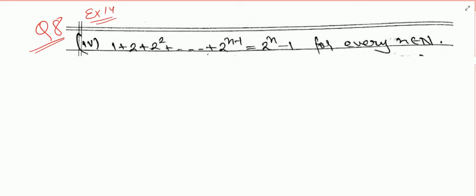So here it says 1 plus 2 plus 2 square plus dash dash dash plus 2 to the power n minus 1 is equal to 2 to the power n minus 1 for every n belonging to natural number. Okay. So solution.